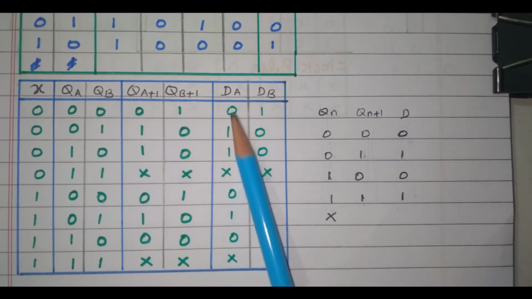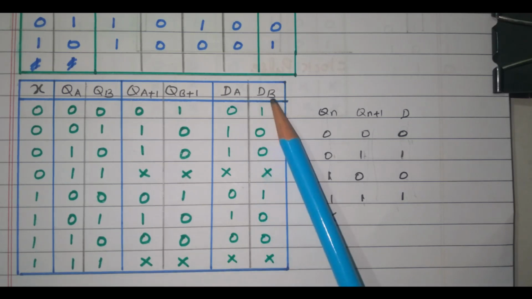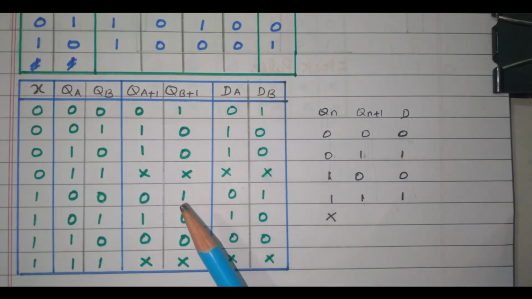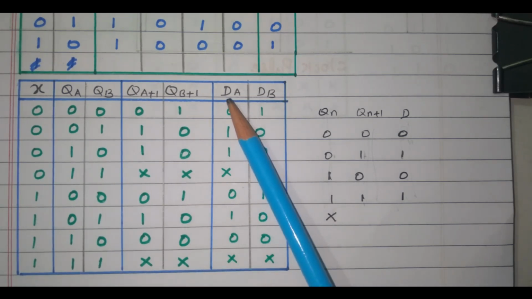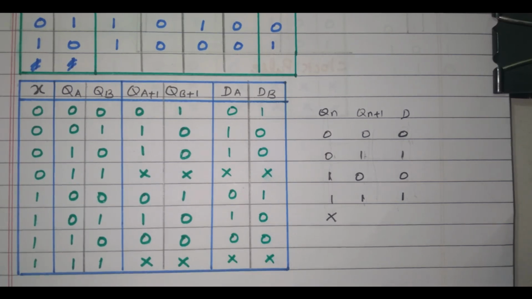Now, from these values, we need to draw the K map. We need to go for the reduction of the K map. We need to identify the reduced logical expression for DA as well as DB. From the reduced logical expression, we need to design the logic circuit using the D flip flops, DA and DB. Now, we will go to the K map for the reduction of expression.